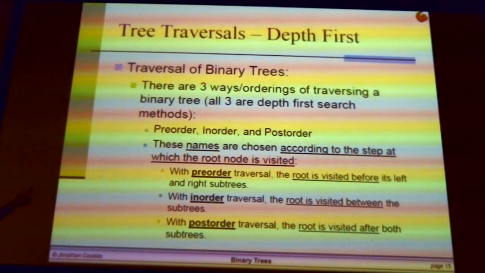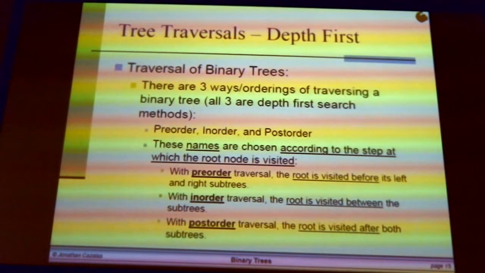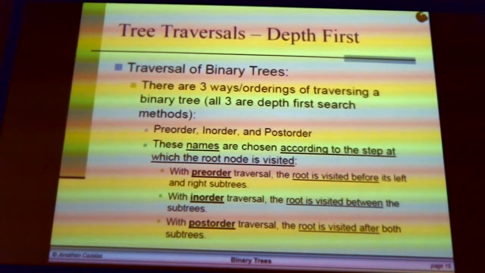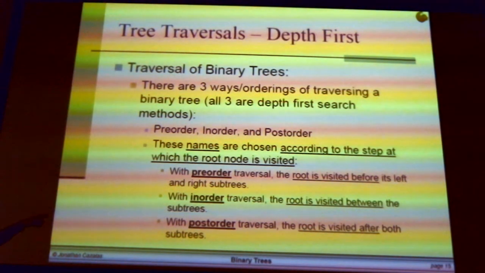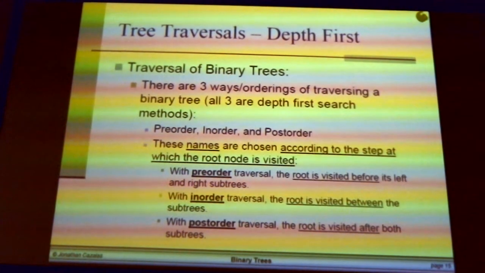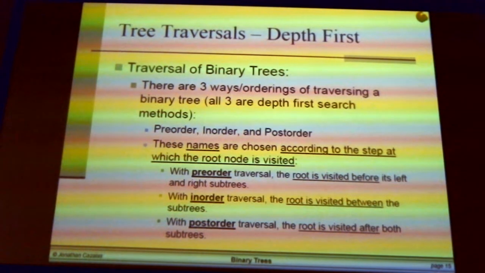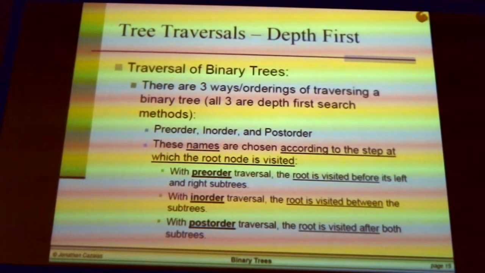So when is the root node visited? When you do a pre-order, the root is visited before. Pre means before, right? Does that kind of make sense? In-order, the root is visited between the subtrees. So you think about in order. And then post-order, the root is visited after both subtrees.